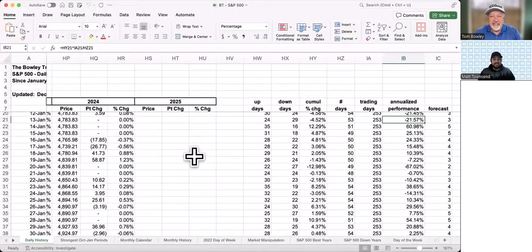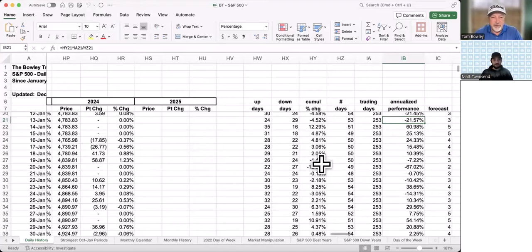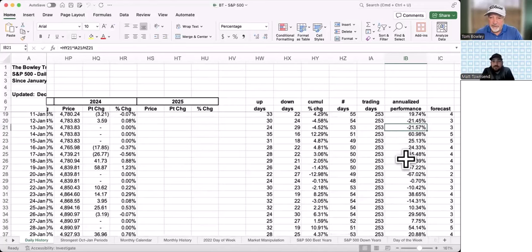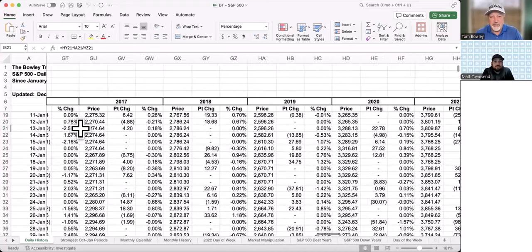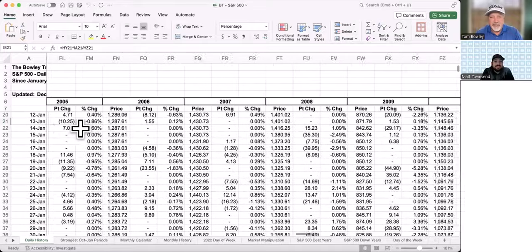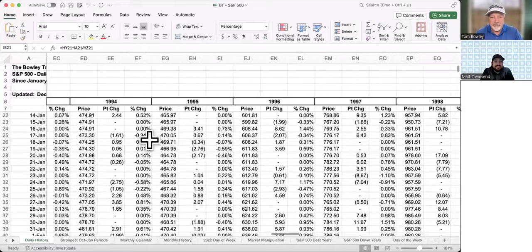So I've got an Excel spreadsheet on the S&P 500 that goes back to 1950. You've got that on your screen here. One of the numbers that Matt just talked about was January 13th. That's an annual performance number that I have just for that day. So essentially what I do on this spreadsheet, you can see this is a serious spreadsheet with a lot of data going back all the way to 1950.